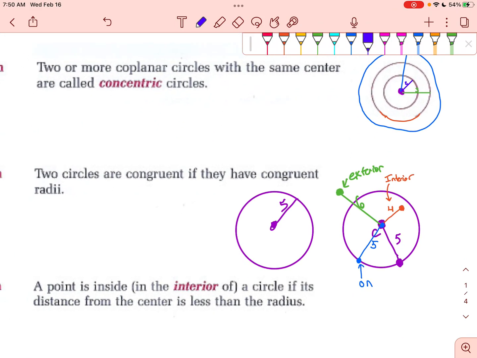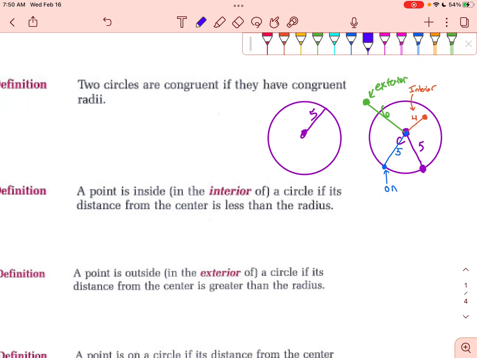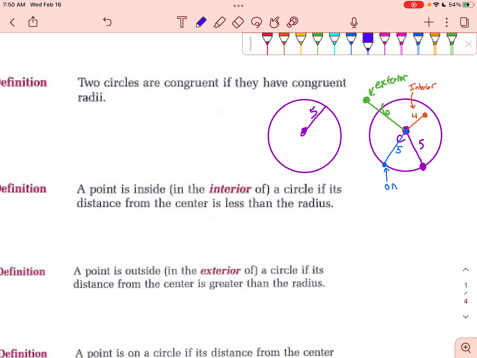Two circles are congruent if they have congruent radii. So if the radii are congruent, that means the circles are congruent. This I'll call circle C, and this I will call circle B. I would say circle C is congruent to circle B, because circle C and circle B both have a radius of 5.